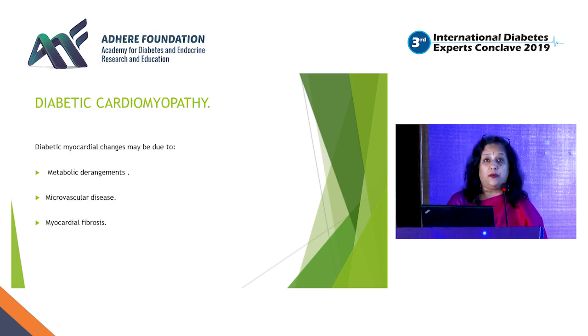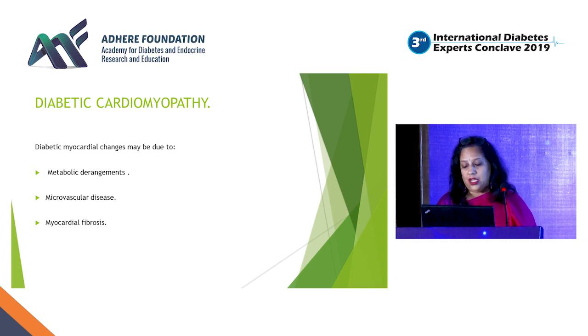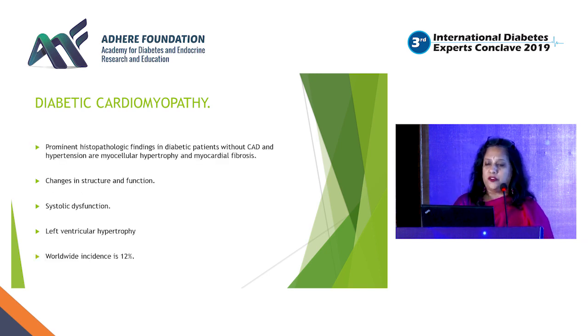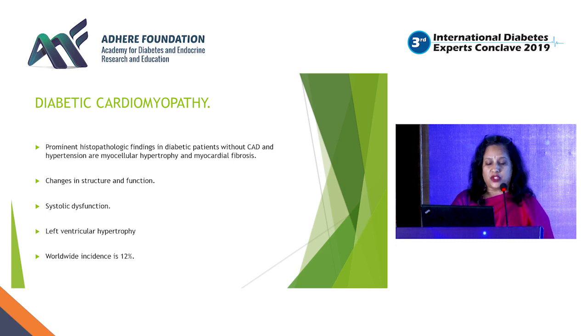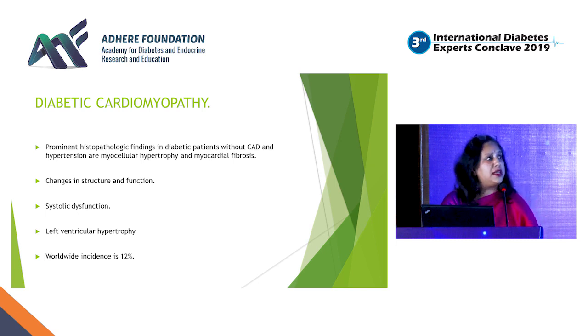So diabetic cardiomyopathy is a huge complication. It's due to metabolic derangement, microvascular disease, and myocardial fibrosis, all three in one, and it's easily picked up. Prominent histopathological findings in diabetic patients without CAD or hypertension are myocellular hypertrophy and myocardial fibrosis. It can show changes in the structure and function. It will pick up systolic dysfunction easily, left ventricular hypertrophy, and the worldwide incidence is around 12%.